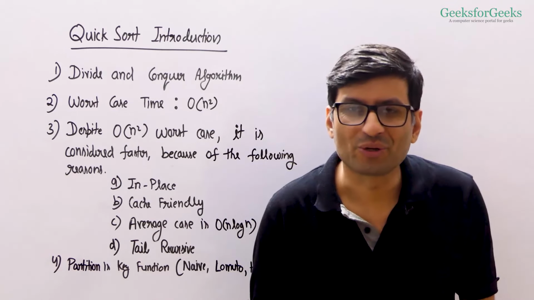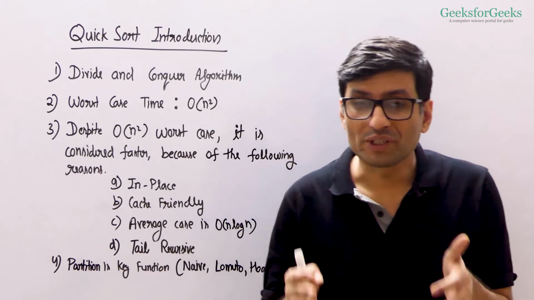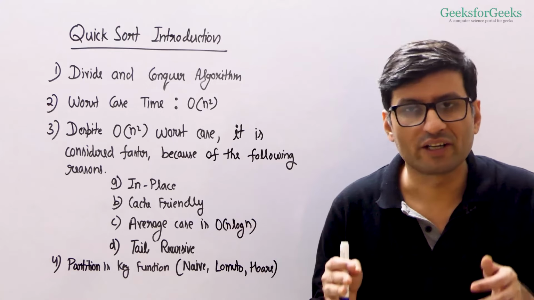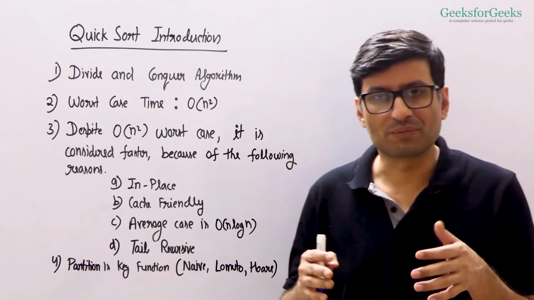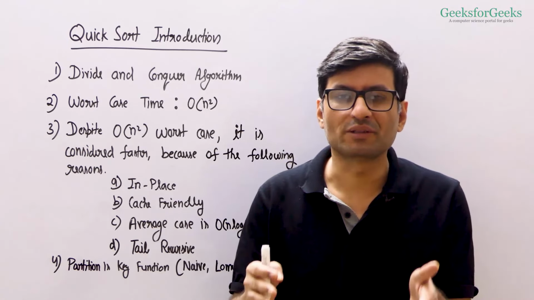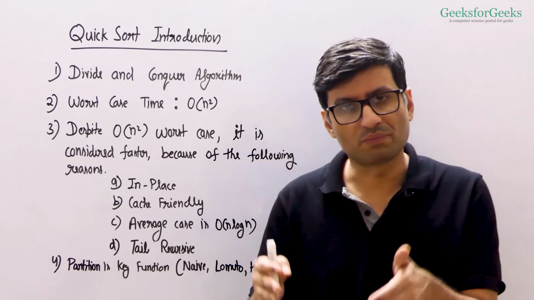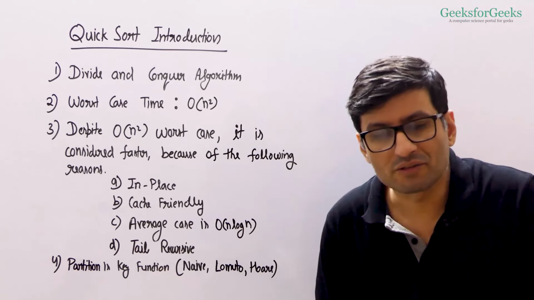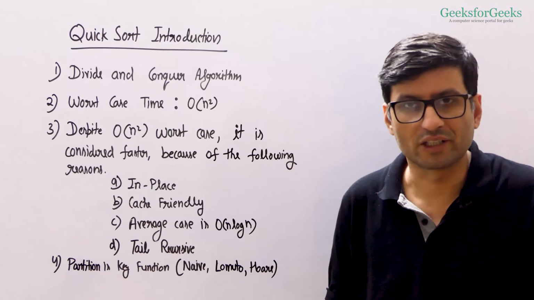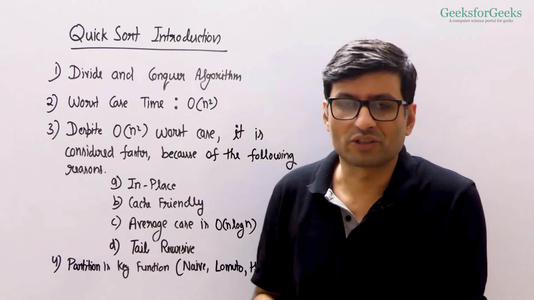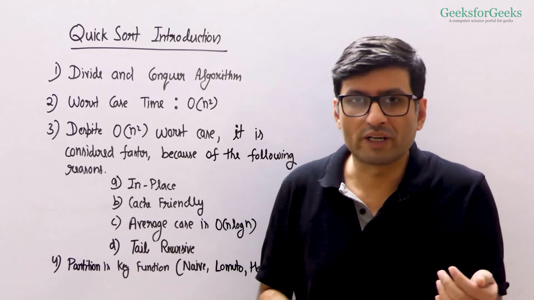Hi, let us introduce the QuickSort algorithm. QuickSort is a divide and conquer algorithm, which means it first divides your input array or list in two parts, then it sorts those two parts independently. It's similar to merge sort in that way because merge sort is also divide and conquer.